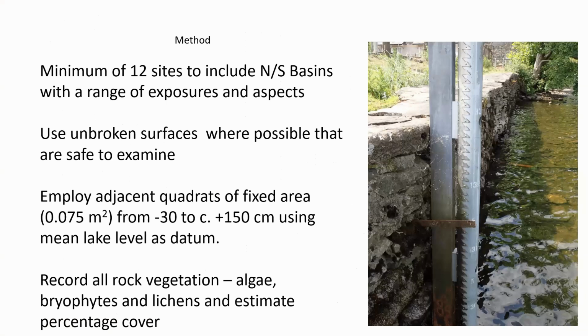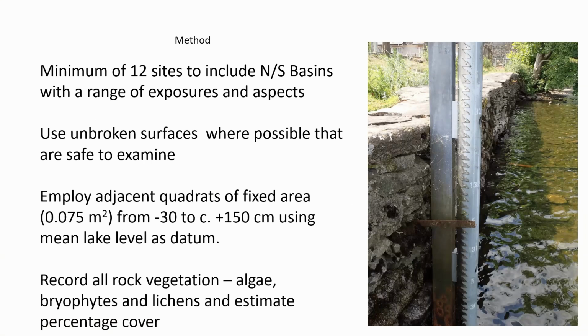So what was the method? How was this done? Well, I got a minimum of 12 sites to look at, to include both basins, with a range of exposures and aspects. I'm using unbroken surfaces where possible. In other words, they're cliffs that descend into the water without too many breaks or irregularities in them. Also, obviously, they've got to be safe to examine, which actually does cut out quite a few cliffs because the water is just too deep below them.